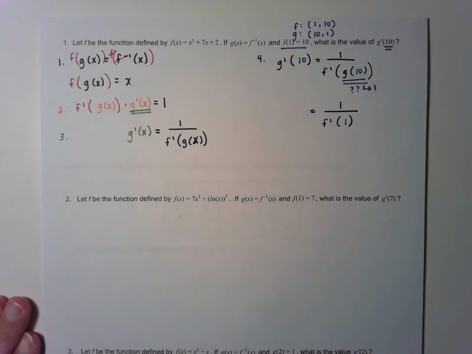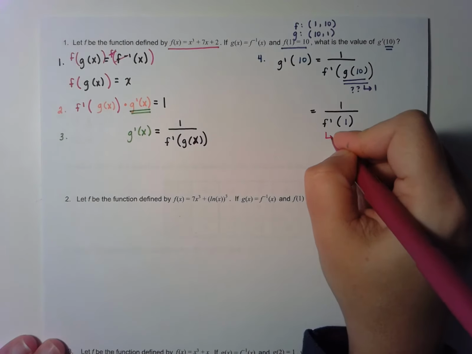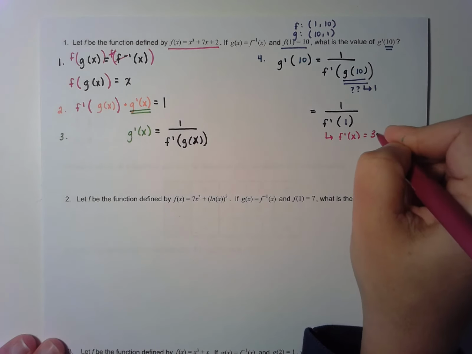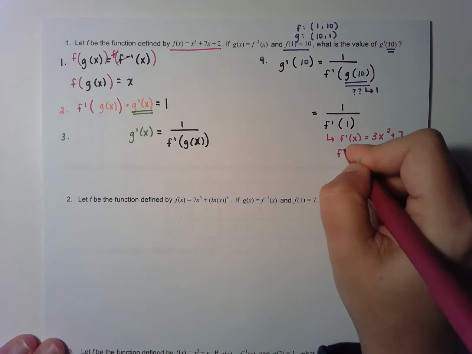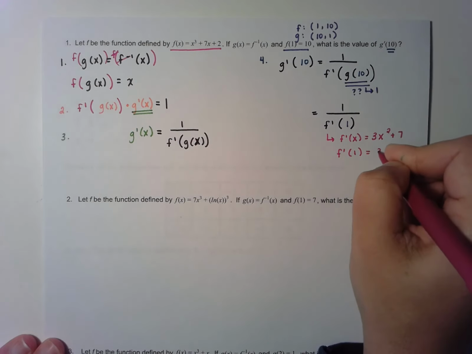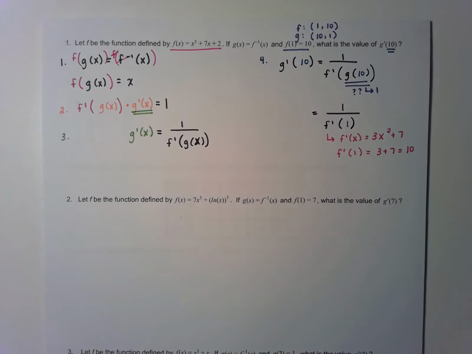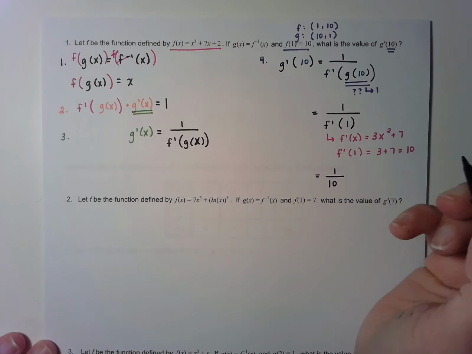Okay, now I need to find f prime of 1. Well, I do have an equation for f, so that's lucky. So I'm going to go back up here to this equation for f. I'm going to find f prime, which is 3x squared plus 7. I'm going to plug in the number 1, which would be 3 plus 7, which is 10. And then that's my answer. So my answer would be 1 over 10.